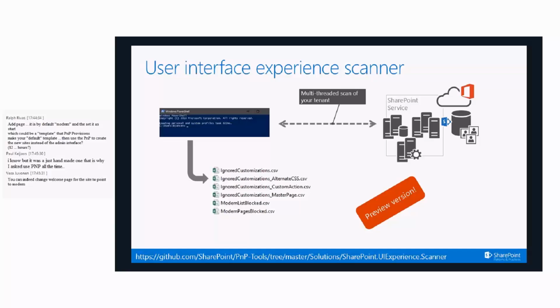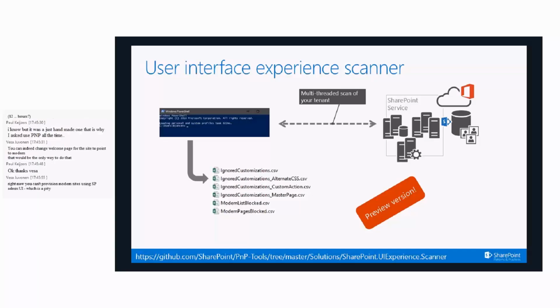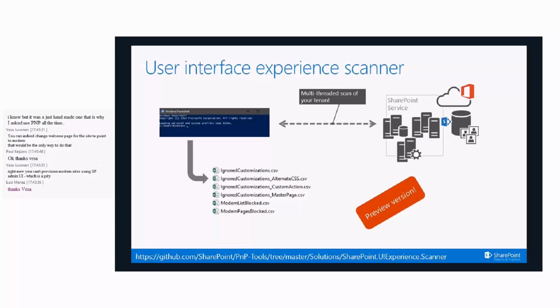Now, what will the scanner do? It starts scanning, and that's the part you have to wait for a while until it's done. At the end of the run, it will generate files for you, a kind of set of reports, essentially. We're going to look at the reports in a demo, but this is what you get as output. These reports you can use to further assess how good or how bad your tenant is when it comes to embracing the modern user experiences.